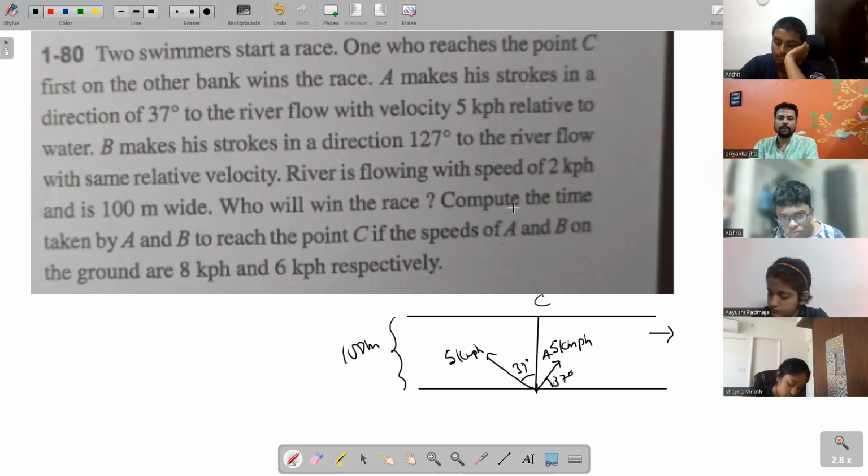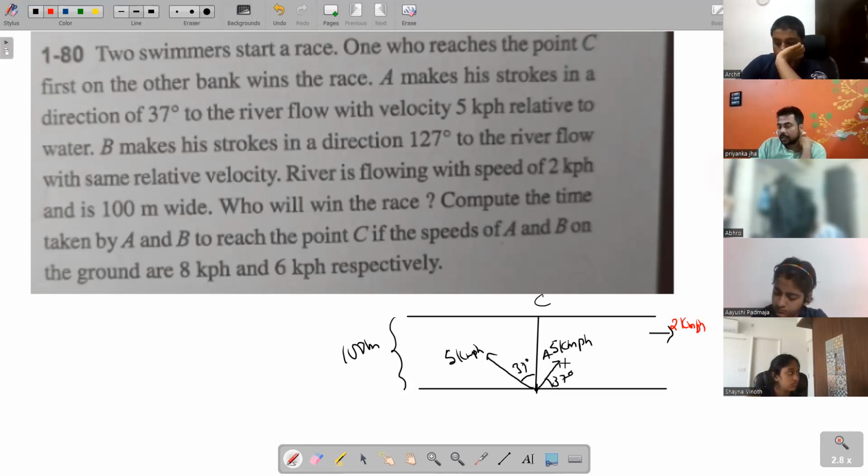Now you can also compute the time taken by A and B to reach the point C. The speeds of A and B on the ground are also given. See, A has started from here, and the river will also take him to the right side. What is the velocity of the river? That is 2 km per hour. A has started at this angle, so he will not reach the other bank in this direction. He will reach somewhere here. Right? This is A dash. Understood?